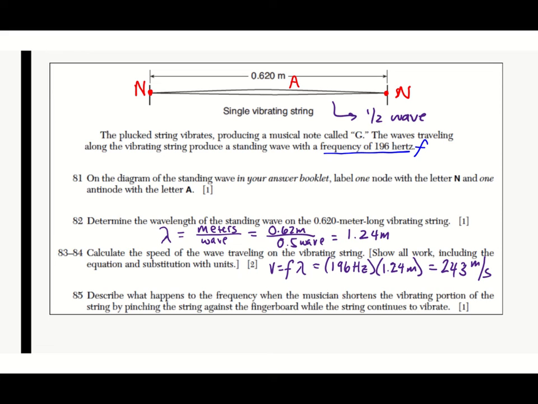And then 85, describe what happens to the frequency when the musician shortens the vibrating portion of the string by pinching the string against the fingerboard while the string continues to vibrate. So speed will stay constant. It's still vibrating along the same string, so nothing changes with its speed. Speed only changes when it goes through different materials, different medium. Now that means frequency and wavelength are going to vary with each other inversely.